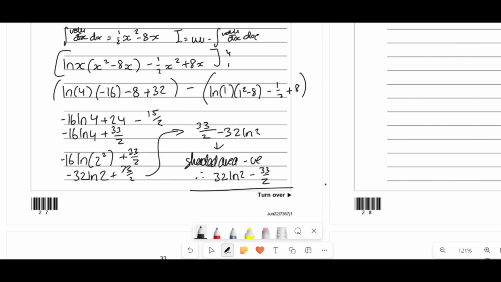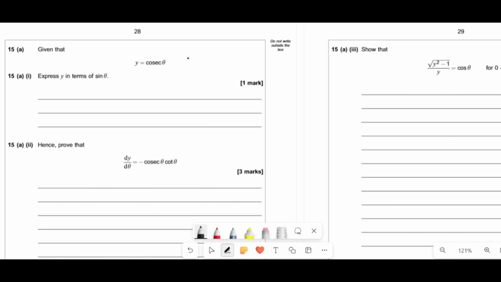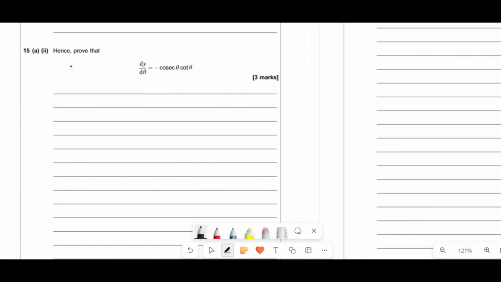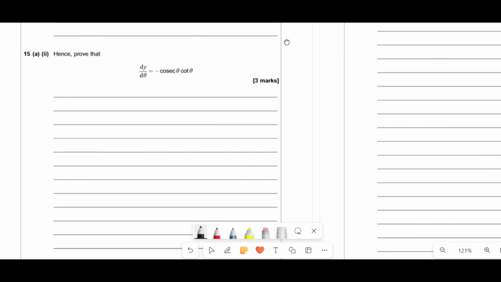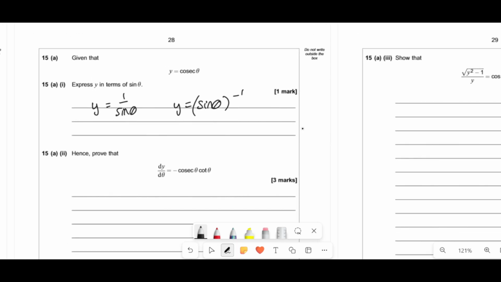Okay, so now it says, given that y equals cosec theta, express y in terms of sine theta. So cosec means 1 over sine theta, so y just equals 1 over sine theta. Or you could say it's y equals sine theta all to the minus 1. Now it says, hence prove that dy by d theta equals minus cosec theta cot theta. Fine. So if we're going to do it this way, let's have a look what we have. So dy by d theta.